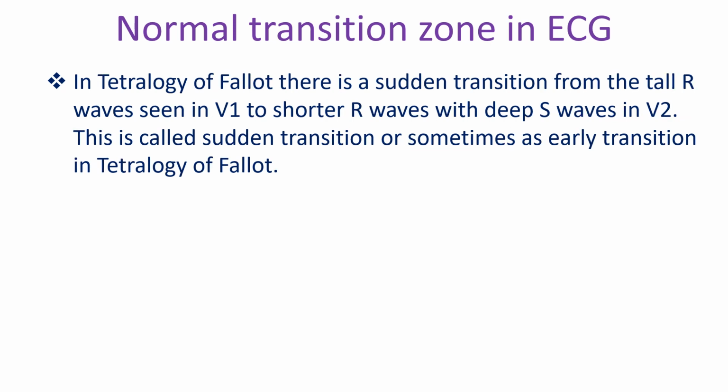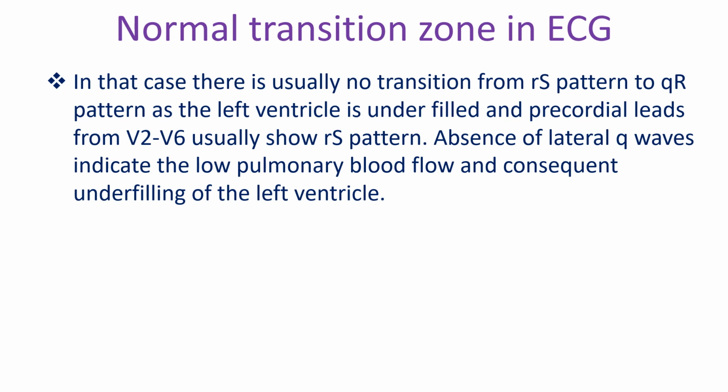In tetralogy of Fallot, there is a sudden transition from the tall R waves seen in V1 to shorter R waves with deep S waves in V2. This is called sudden transition or sometimes early transition in tetralogy of Fallot. In that case, there is usually no transition from RS pattern to QR pattern as the left ventricle is underfilled and precordial leads from V2 to V6 usually show RS pattern. Absence of lateral Q waves indicates the low pulmonary blood flow and consequent underfilling of the left ventricle.